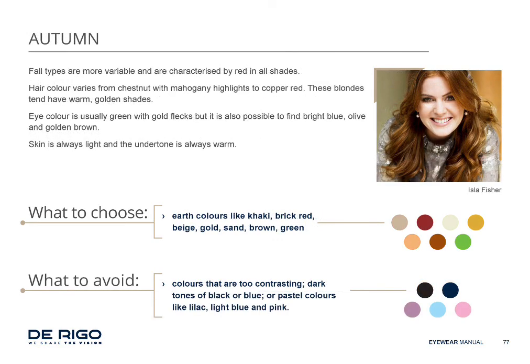Autumn. Fall types are more variable and are characterized by red in all shades. Hair color varies from chestnut with mahogany highlights to copper red. These blondes tend to have warm, golden shades. Eye color is usually green with gold flecks, but it is also possible to find bright blue, olive, and golden brown. Skin is always light, and the undertone is always warm. Autumns should choose earth colors like khaki, brick red, beige, gold, sand, brown, and green. They should avoid colors that are too contrasting, such as dark tones of black or blue, or pastel colors like lilac, light blue, and pink.